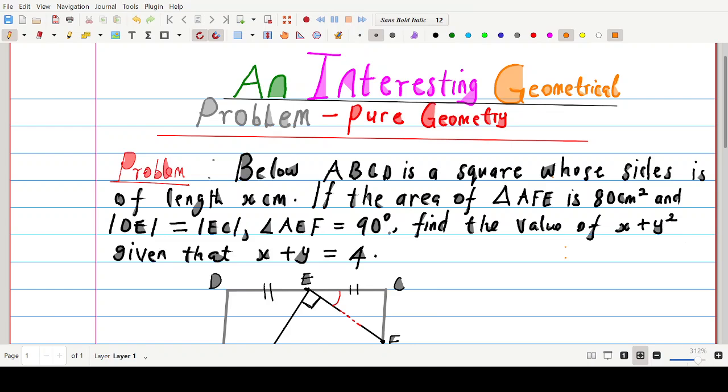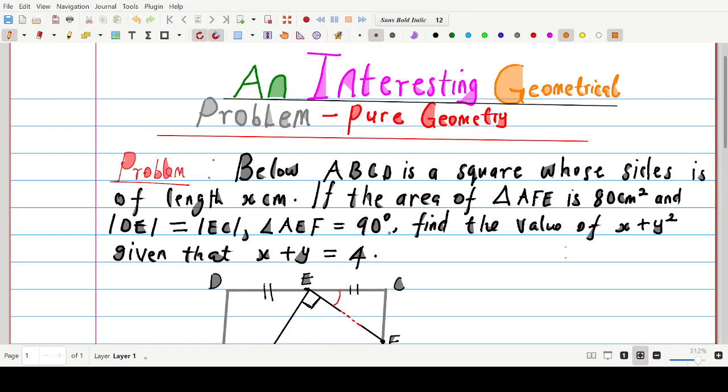Right, so we are to find the value of (x + y) squared, given that x + y = 4. Now, to solve this problem, we strive to get the value of x first. If we can get the value of x, we can immediately get the value of y by the given condition, x + y = 4. Then thereafter, we can find the value of the quantity (x + y) squared. So the first thing, we strive to get the value of x.